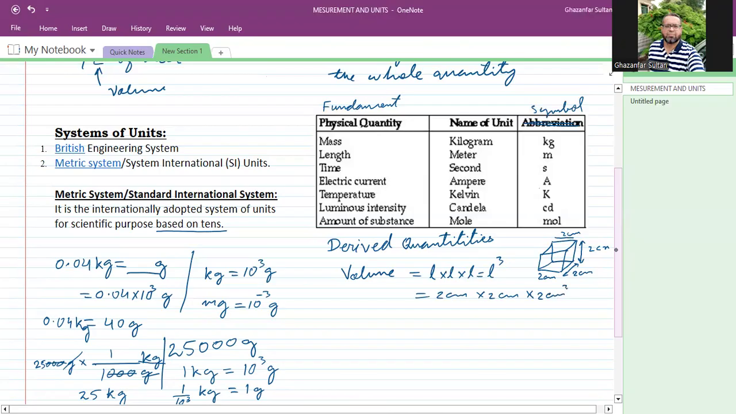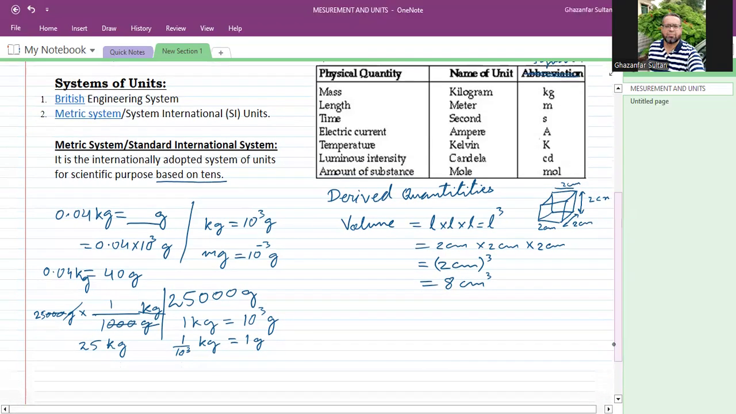Or in a simple way, you can write 2 centimeter cube, because L into L into L is equal to L cube. So this cube is for the centimeter and the 2 as well. Two times two times two is 8. So it is 8 centimeter cube. So the unit of volume here is centimeter cube, and how is it derived? It is derived from the fundamental unit.